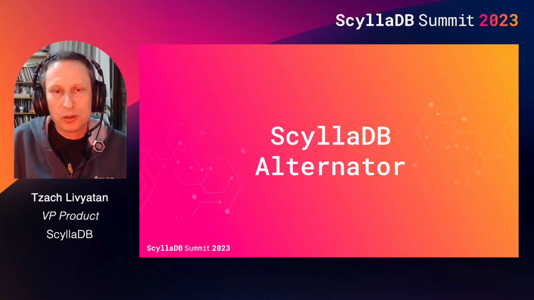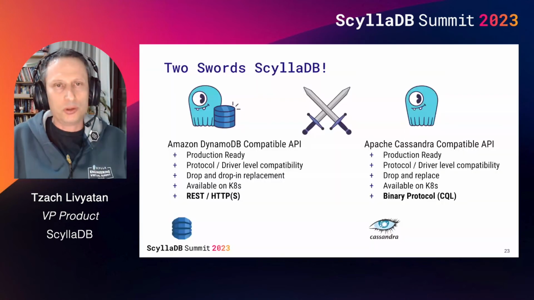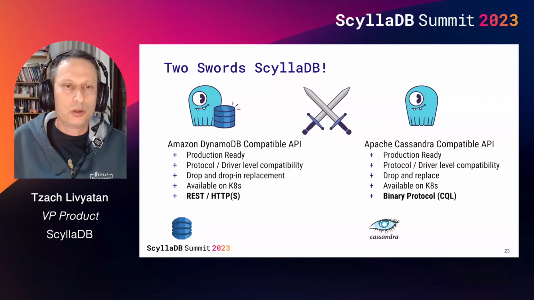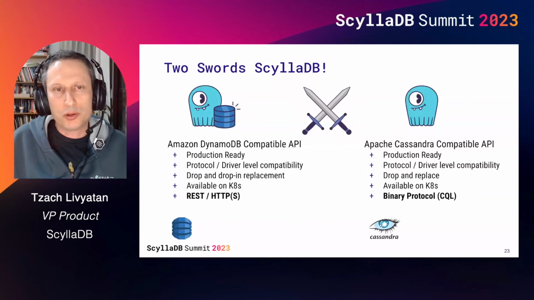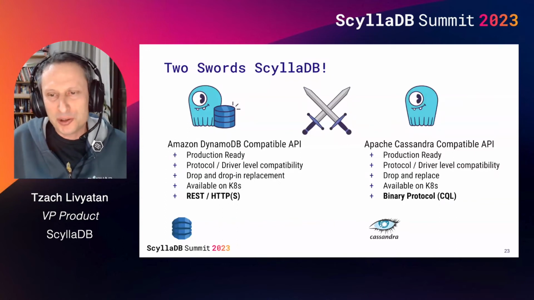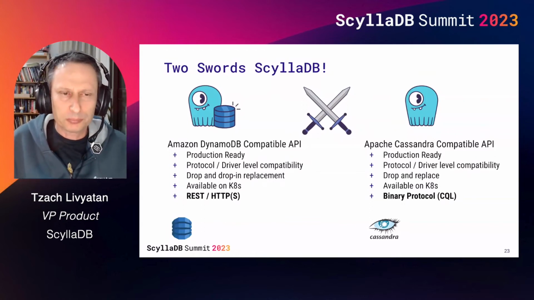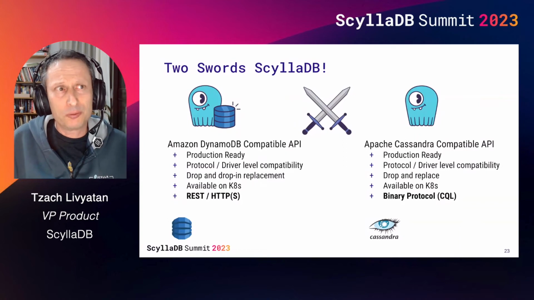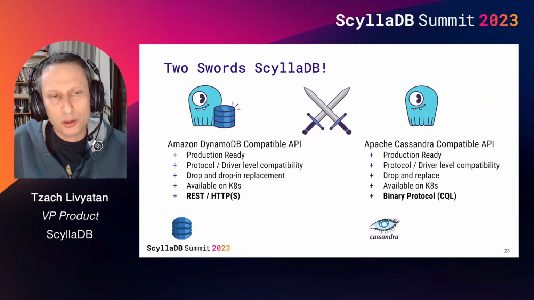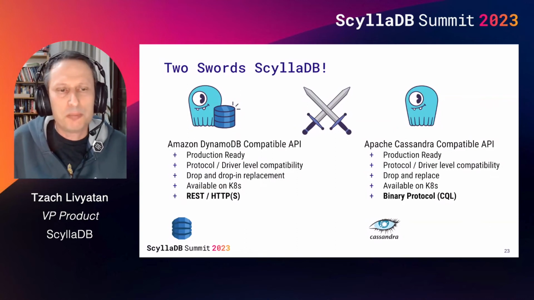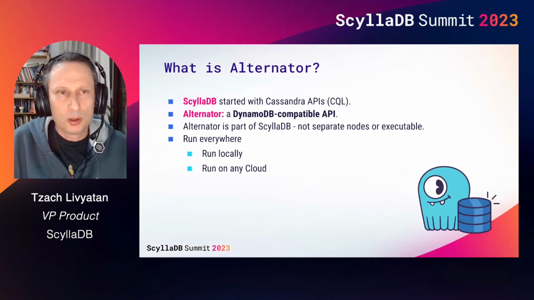So I want to switch to another topic, ScyllaDB Alternator. What is ScyllaDB Alternator? Some of you who have been familiar with ScyllaDB for many years know that we started with Apache Cassandra compatibility. But around 4 years ago, we introduced a DynamoDB-compatible API as well. Internally, we call it Alternator. It's based on REST and HTTP, not on a binary protocol.